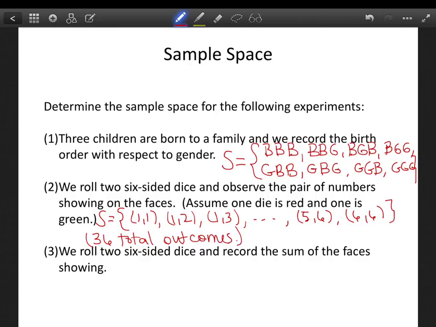What if instead of recording the 2 faces, I just record the sum? Well, this is a different question. And here, the possible sums, we look at what could happen if I add the 2 faces. Well, if I add a 1 and a 1, I could get a 2. If I add a 1 and a 2, I could get a 3. I could also get 4, 5, 6, 7, 8, 9, 10, 11, 12. Can I get anything bigger than 12? No, the biggest number is a 6 on the die, and so 2 6s give you 12. So that's my sample space there.